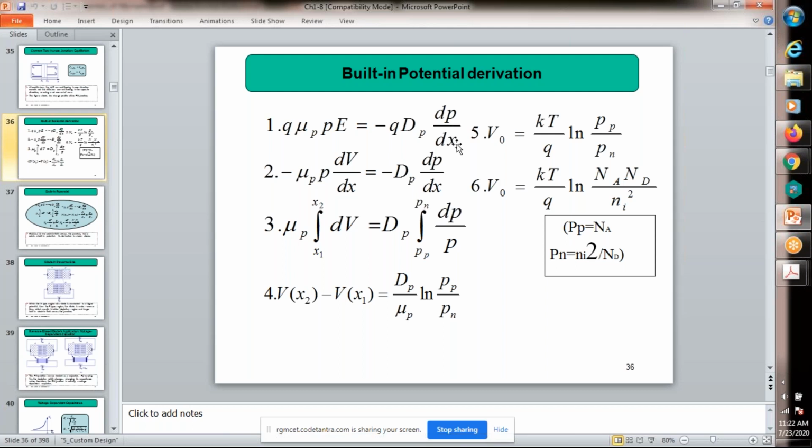Similarly, you can follow the same 6 steps using the other condition. What is the other condition? Electrons: drift current due to electrons is equal to diffusion current due to electrons. Now it is only a normal simplification here. These two currents are equal, then here it is q, here it is q, both get cancelled.